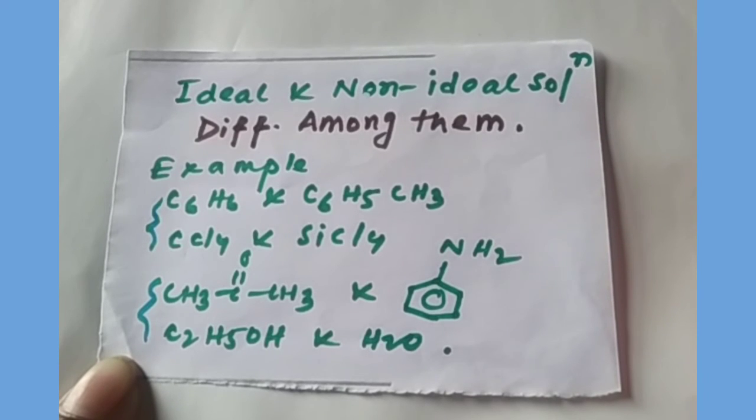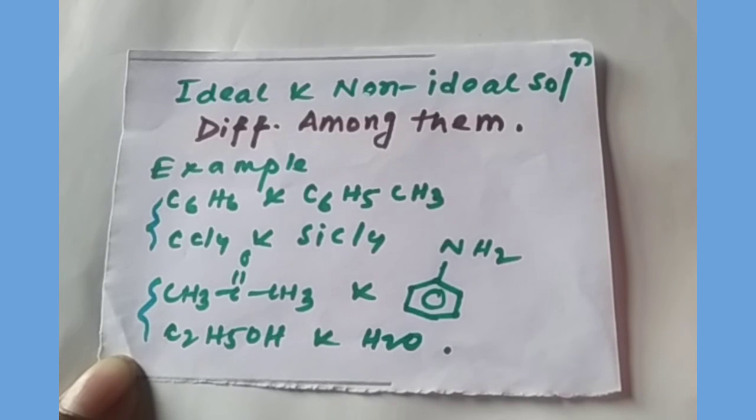Now, in your book you can see that del V mixing is 0 in case of an ideal solution, and del H mixing is 0 in case of an ideal solution. This is the criteria for an ideal solution. But what do we mean by del V mixing and del H mixing? In an ideal solution, due to similarities of shape and size of molecules, there is no change in intermolecular distance, right? So del V mixing will be 0.